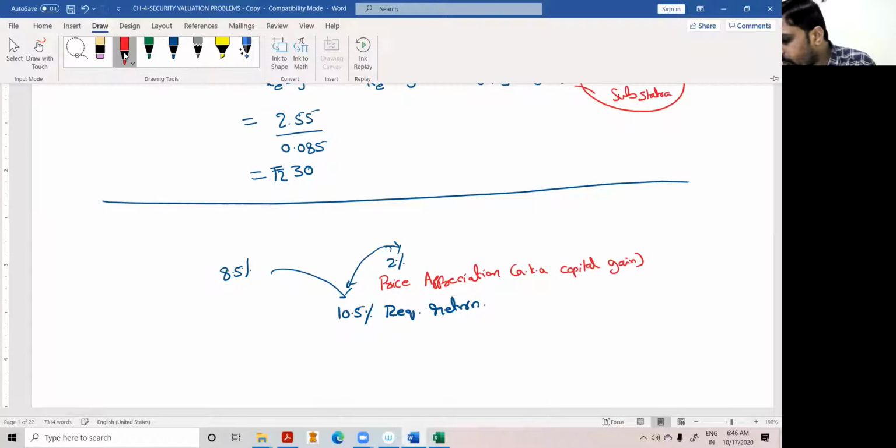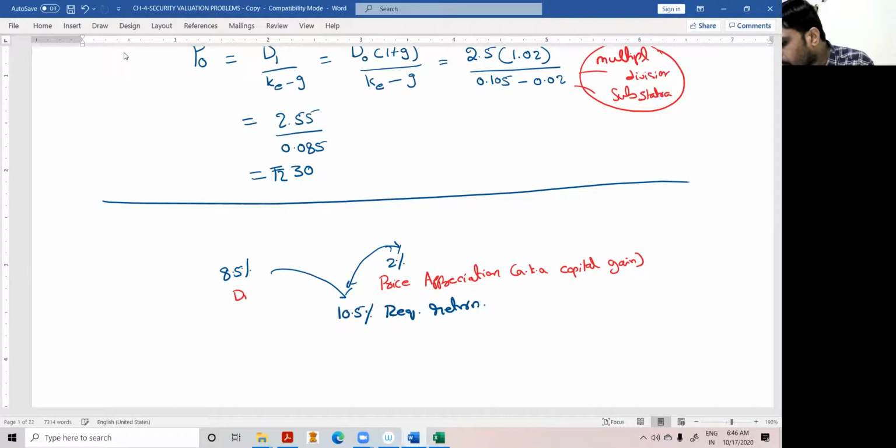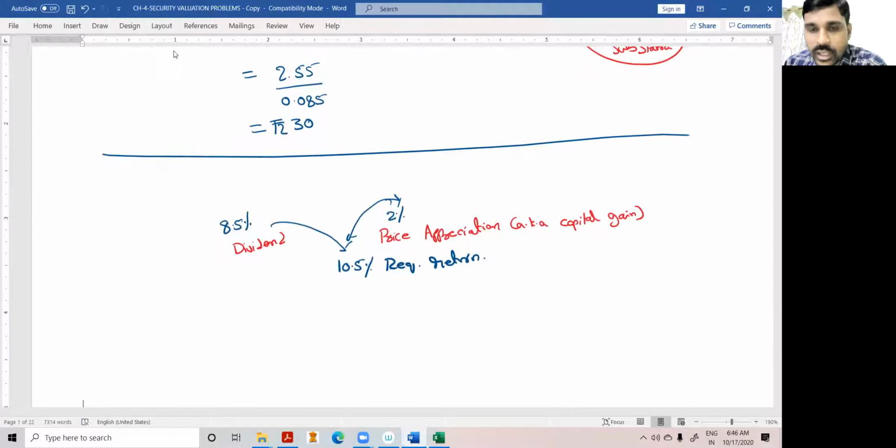Now, if you invest in equity shares, these are the two different forms in which we get return. Out of our 10.5% required return, 2% we are getting in the form of price appreciation or capital gain, and 8.5% in the form of dividend.